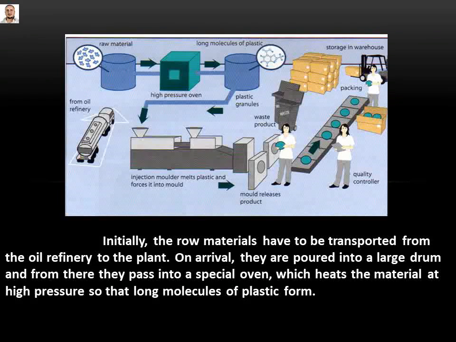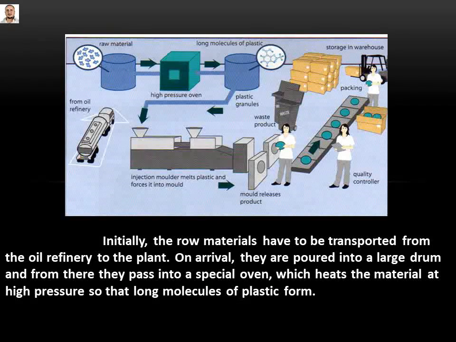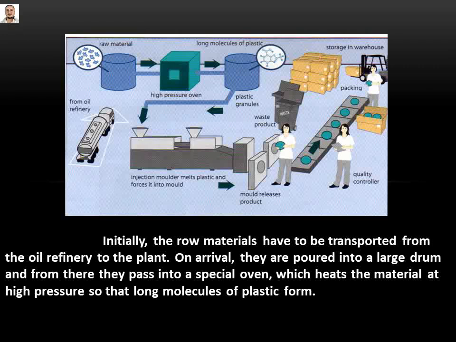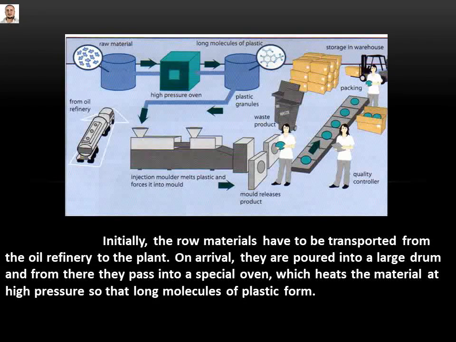The first step. Initially, the raw materials have to be transported from the oil refinery to the plant. If we notice here, on the left side, there is a lorry, or a long vehicle you may say, or as they say in American English, a truck, on an arrow. It's written "from oil refinery".